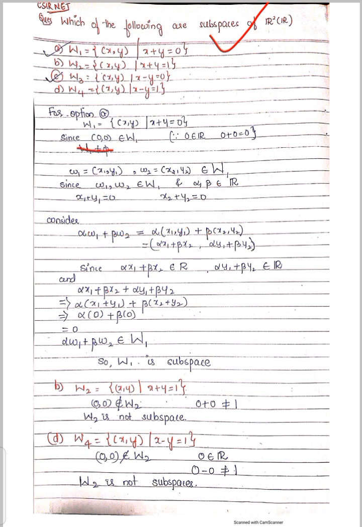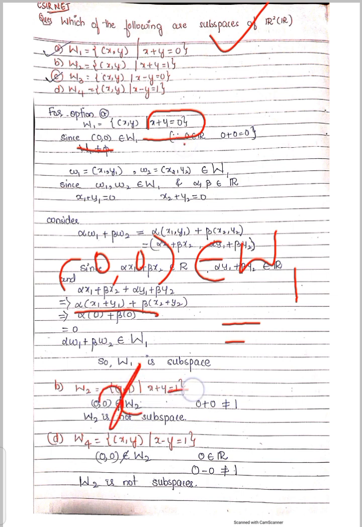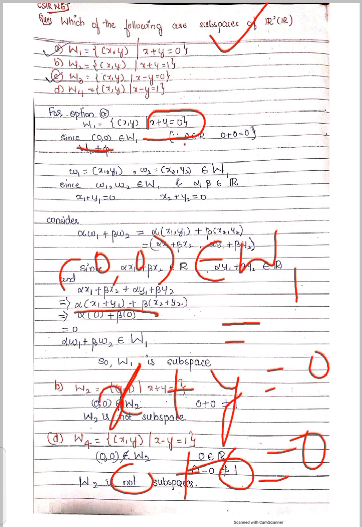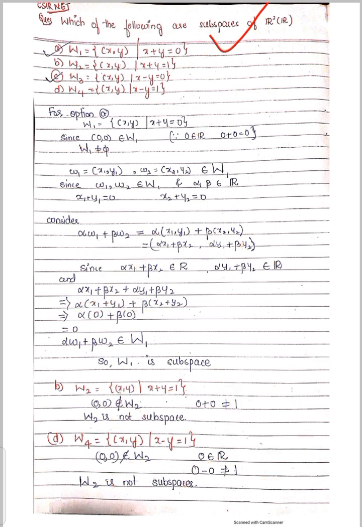Here 0, 0 belongs to W1. It means the identity element of R2 over R is present in W1. Why? Because it is satisfying this condition. In W1 we have ordered pairs satisfying the condition that x plus y must be 0. If I take the x value as 0 and the y value is also 0, we get 0 only. So the condition for this ordered pair is satisfied. It means 0, 0 belongs to W1. The first condition is satisfied, that the identity element is present in W1.